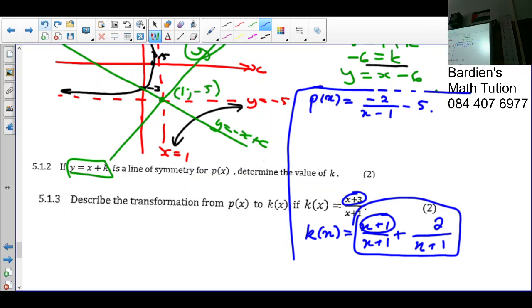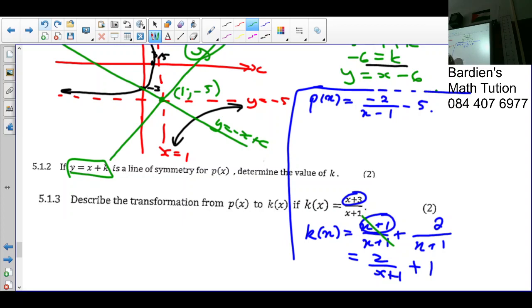So we say that x plus 1 over x plus 1 becomes a constant, that becomes a 1. So it's 2 over x plus 1, plus 1. So the question could also read, describe the transformation from P to K if K is equal to 2 over x plus 1, plus 1. It would have been the same thing. Does it make sense?